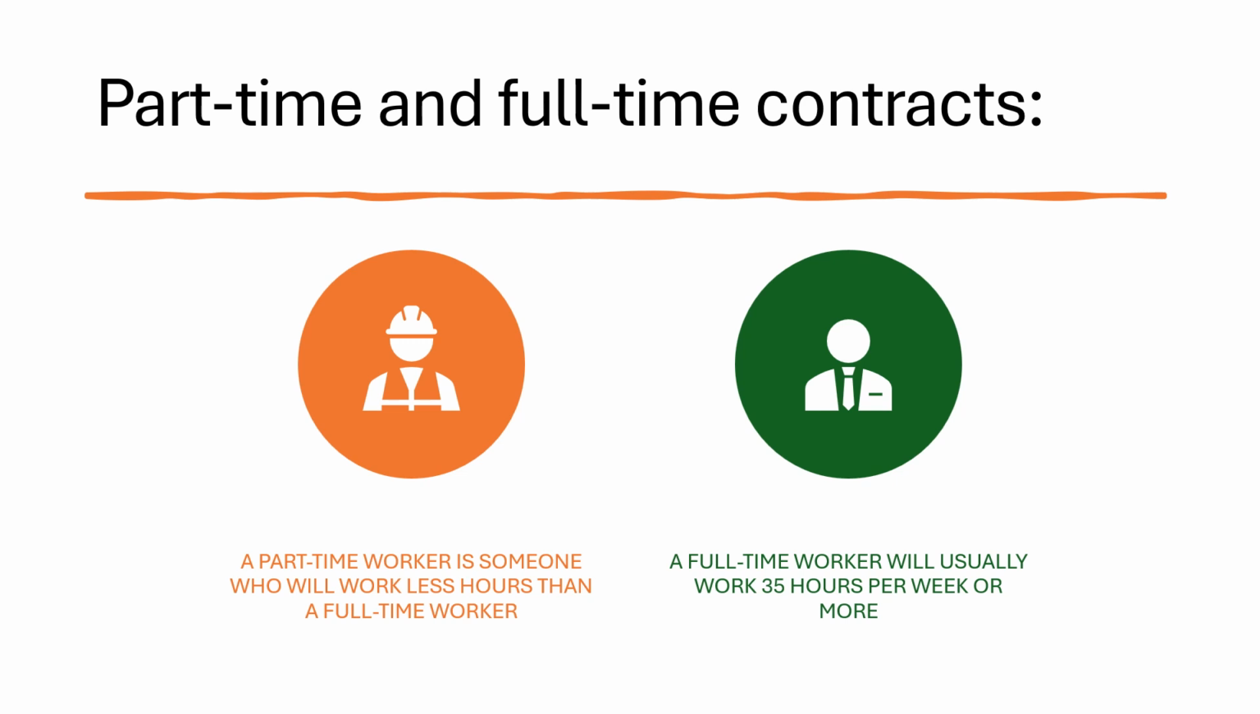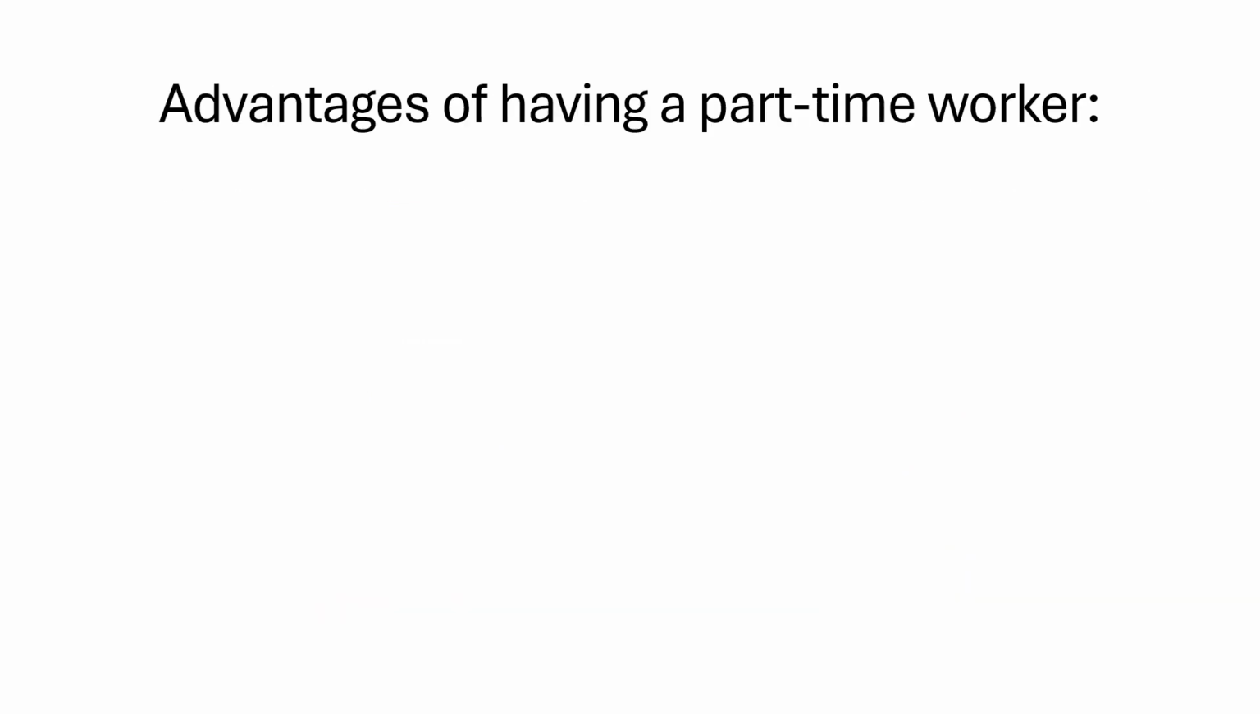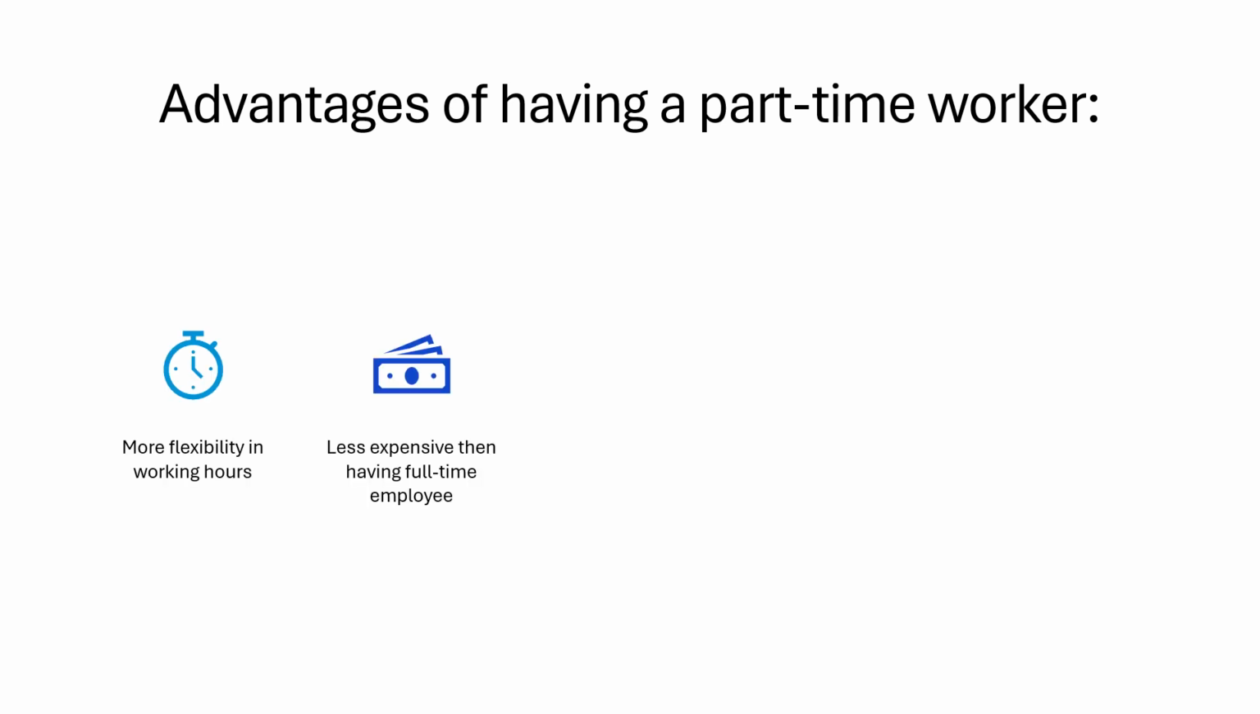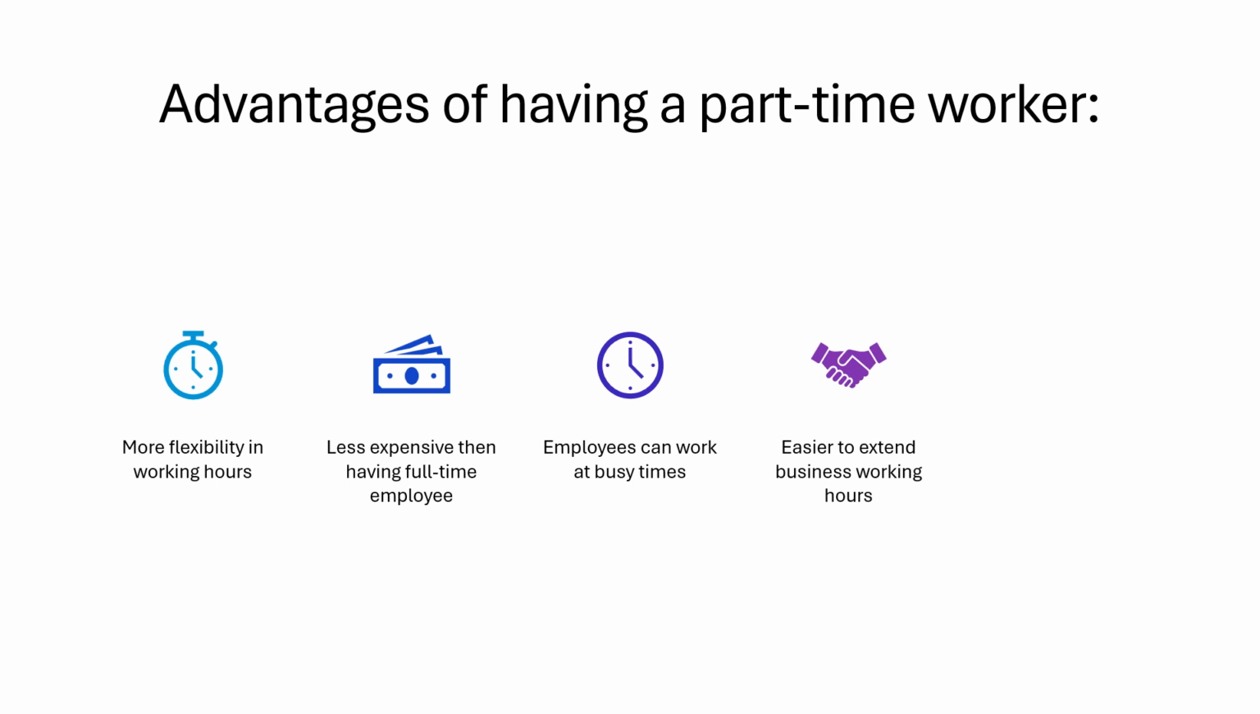Part-time and full-time contracts. A part-time worker is someone who will work fewer hours than a full-time worker. And a full-time worker is someone who will usually work 35 hours per week or more. What are the advantages of having a part-time worker? There will be more flexibility in their working hours. It will be less expensive than having a full-time employee. Employees can work at busy times. It's easier to extend their business working hours. And it can fit in with the employee's priorities such as childcare or education.